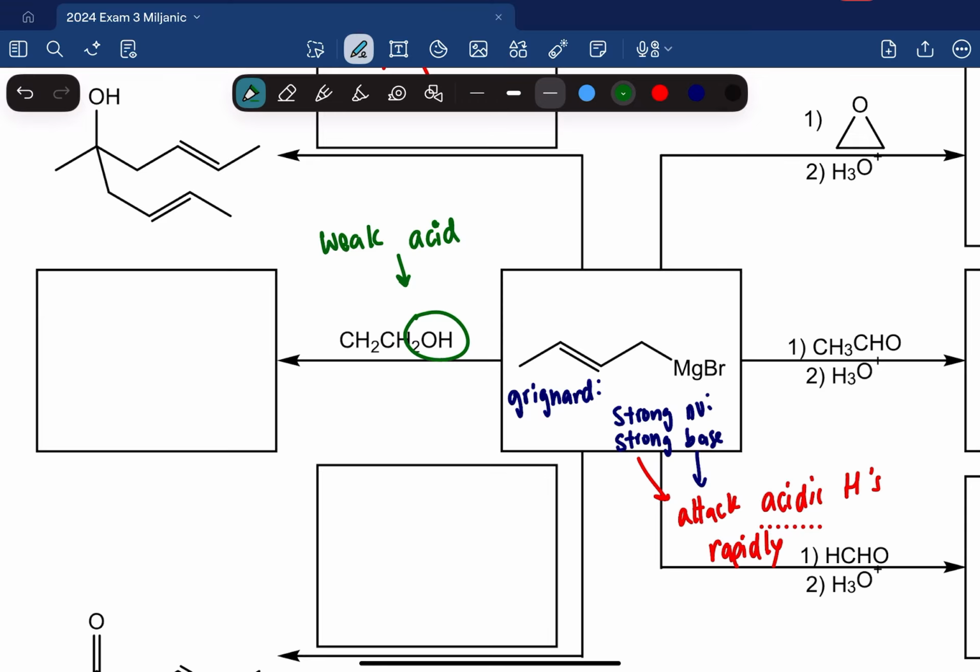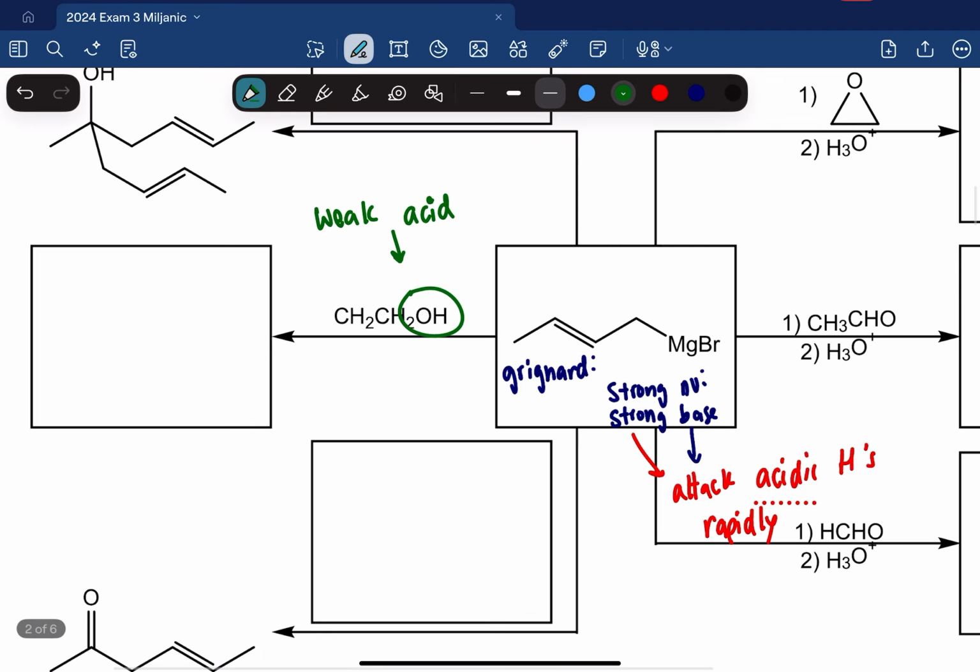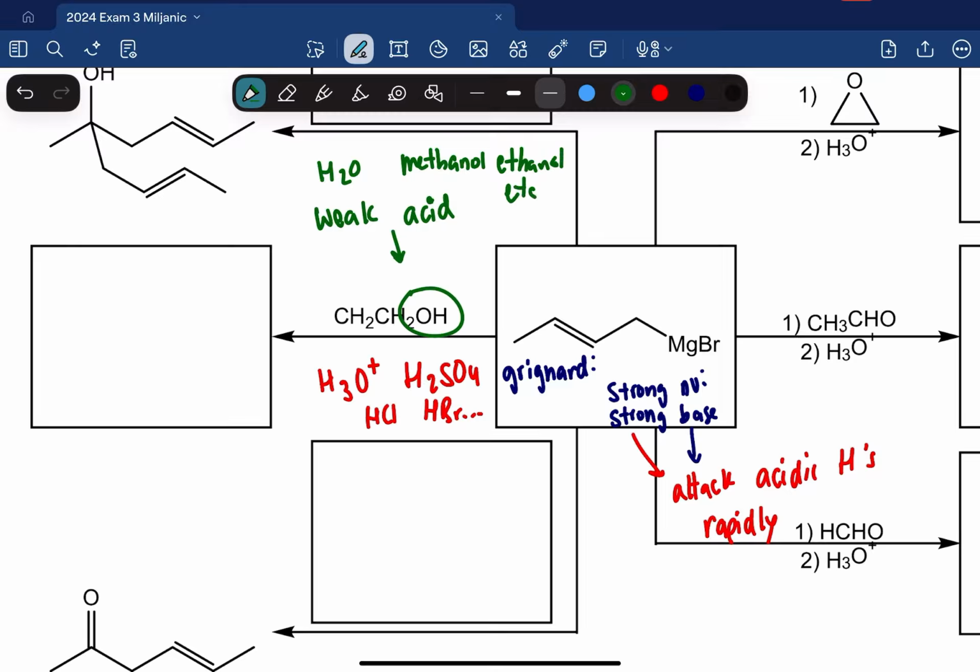But ethanol is not the most acidic compound. It's just a weak acid. If you want an example of a strong acid, you would see like H3O+, H2SO4, all the strong acids, HCl, HBr, etc. But anytime you see like a H2O, that's a weak acid. Methanol, ethanol, etc. These are all weak acids. That being said, it still has an acidic proton right here.